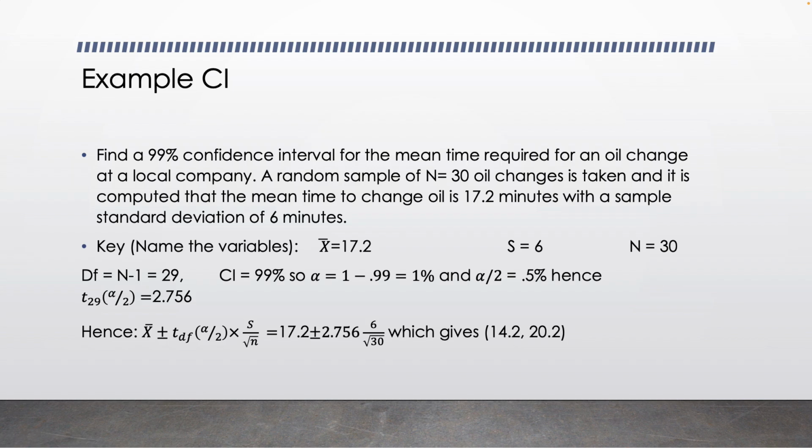Okay, so here we calculated this t-distribution with alpha over 2 degrees of freedom. What does that alpha over 2 really mean? And we'll get to that in just a minute.